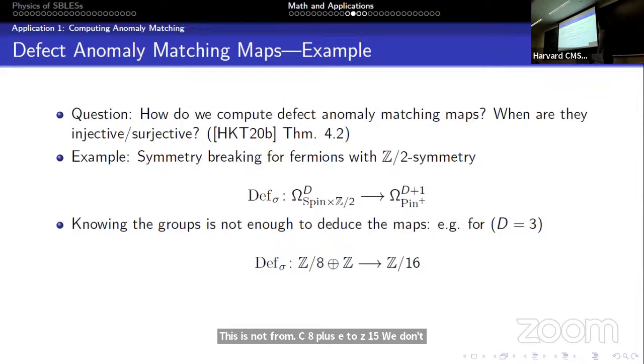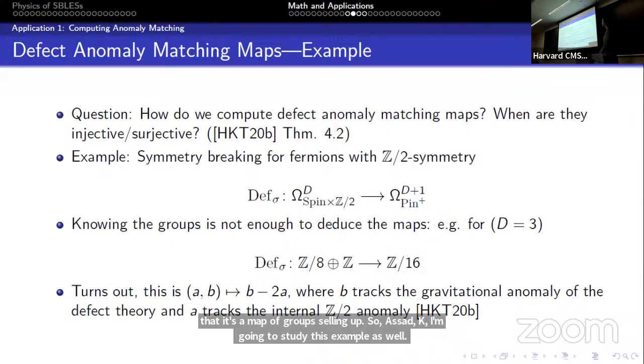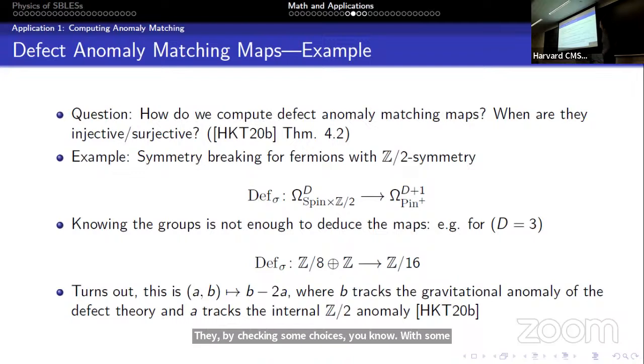It could be zero on the first component and projection mod 16 on the second component. Knowing the groups isn't enough, and knowing that it's a map of groups is not enough. So Hassan, Komrogatsky, and Thorngren studied this example as well. By checking some choices, with some carefully chosen generators, they were able to show that this map turned out to be taking (a, b) to b minus 2a.